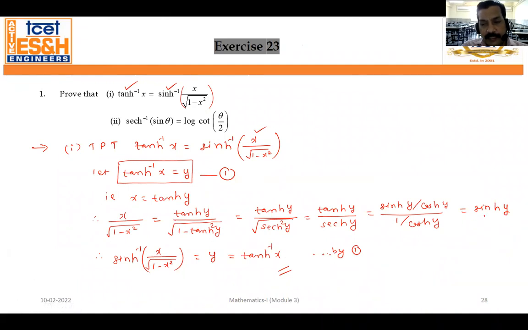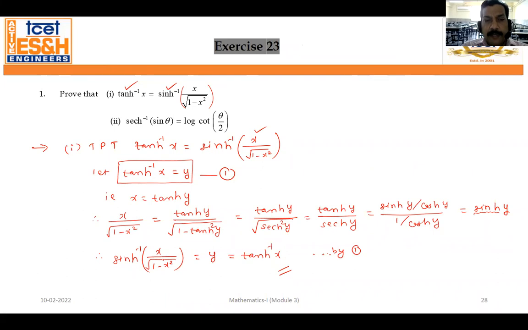That means ये sin hyperbolic को shift करो right to left, तो आपको क्या मिलेगा? Sin hyperbolic inverse of x upon root of 1 minus x square is y. So I assume LHS is y, and I managed to prove RHS is also y. Okay, but by equation 1 that was same as tan inverse x. That means RHS is same as LHS. Look how simple it is. Okay.